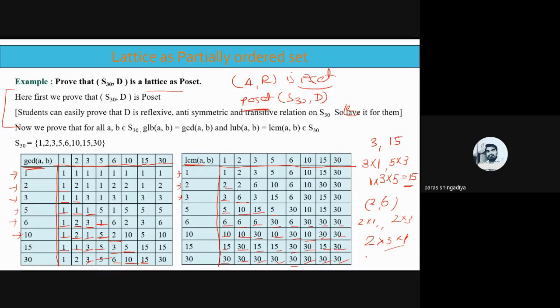Here 1 is repeated, 2 is repeated, 3 is repeated, 6 is repeated, 10 is repeated, 15 and 30. So there are no other values which are not part of S30. All the answers of LCM as well as GCD belong to S30.